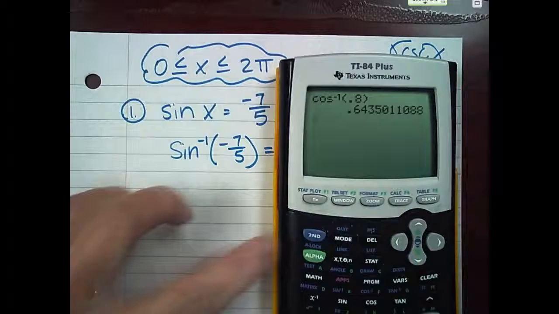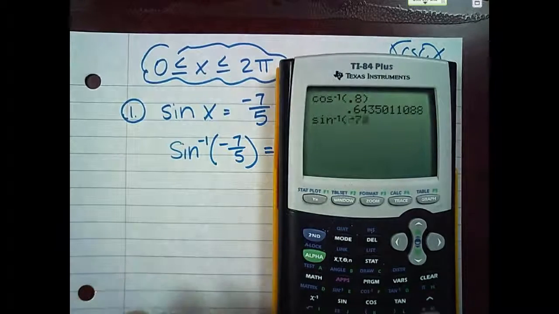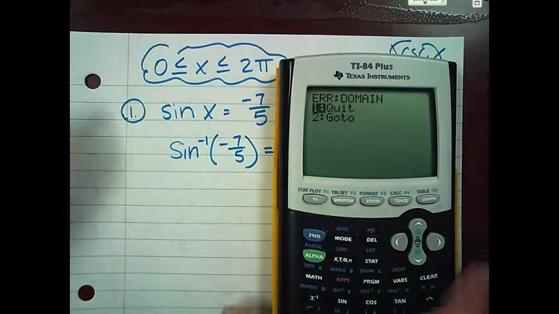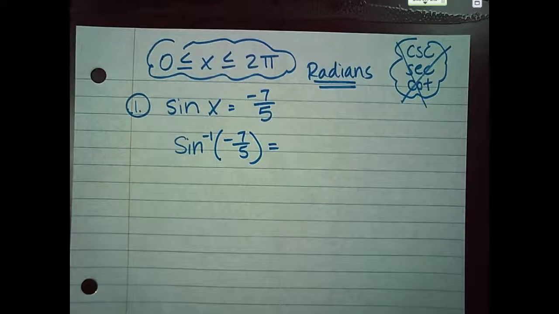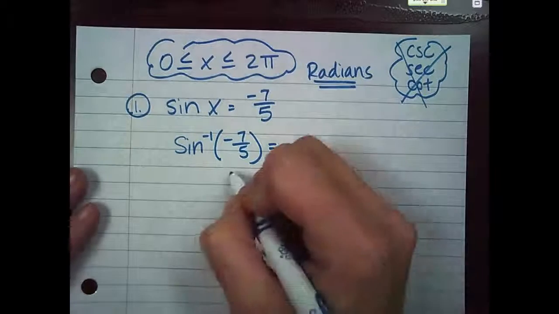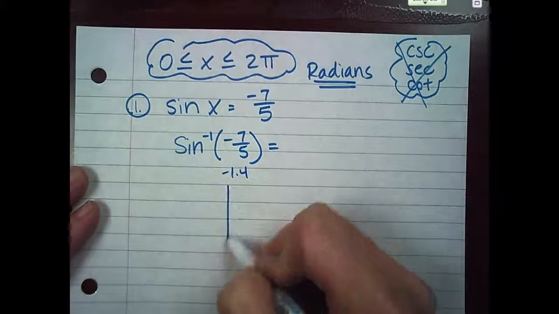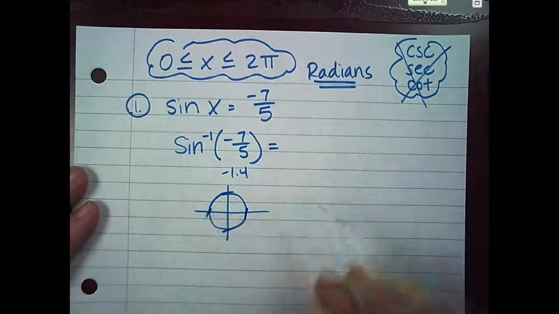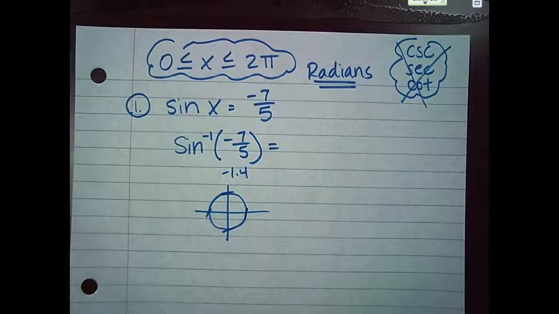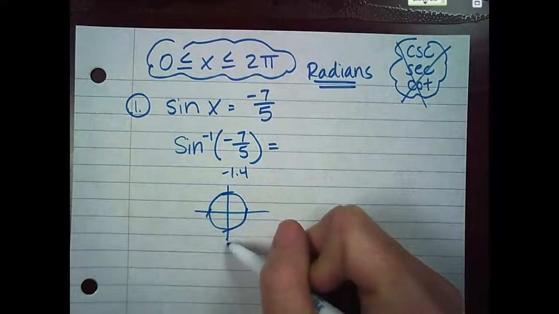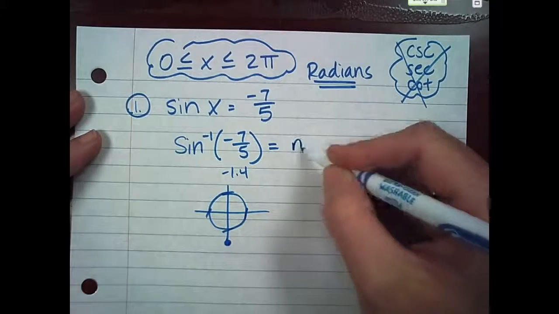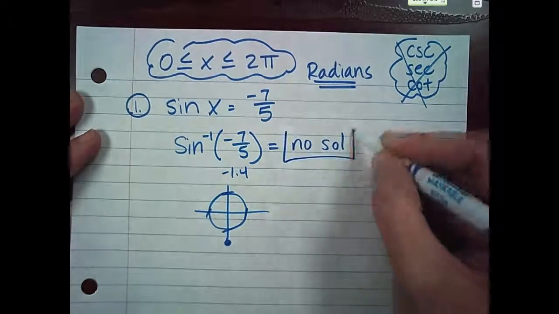But when you try to type in the inverse sine of -7/5, you end up with an error. Okay, and this is the reason. -7/5 is approximately -1.4, right? Well, on your unit circle, as far as x and y is concerned, the farthest you can go out or up is 1. So I went all the way to -1.4, which is down here, which is beyond my unit circle. So when you get an error on your calculator, it means no solution.